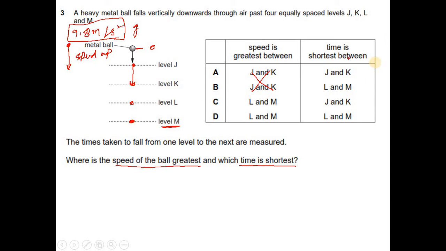What about the time being shortest? Because speed is increasing continuously, the time taken to reach the next level will be decreasing. The ball has reached some maximum velocity at level M and is increasing more, so it will take the least time compared to all the above levels. So the time is shortest in the last interval. Again we have the time shortest in the L to M interval, so the option is D.